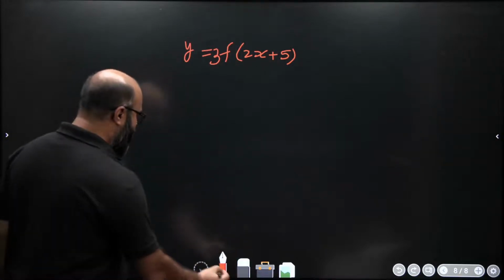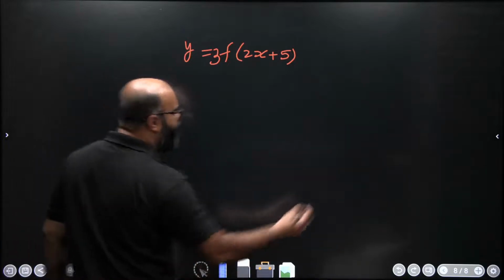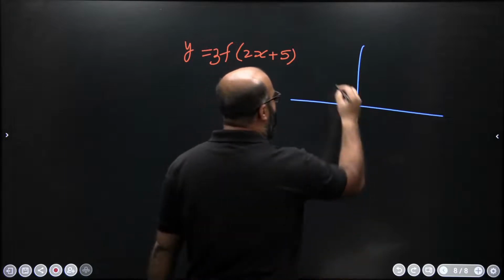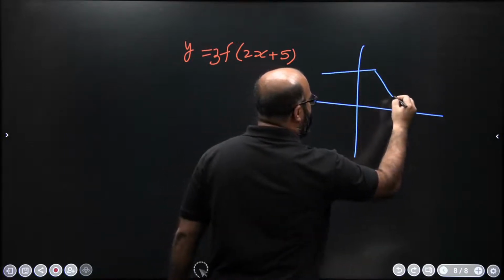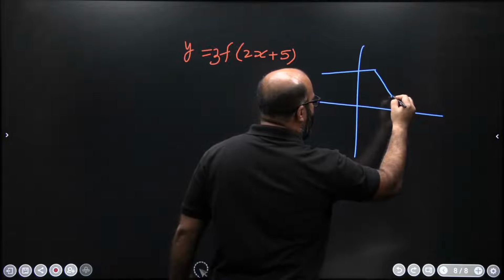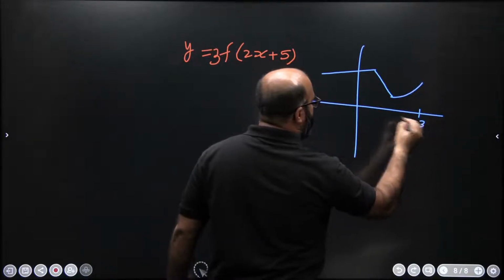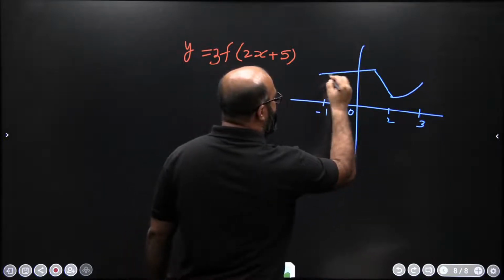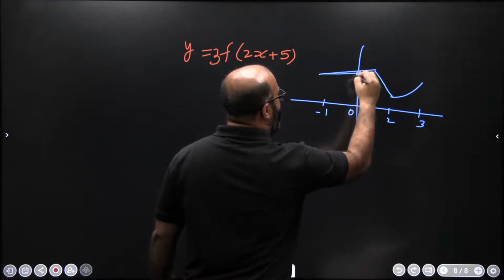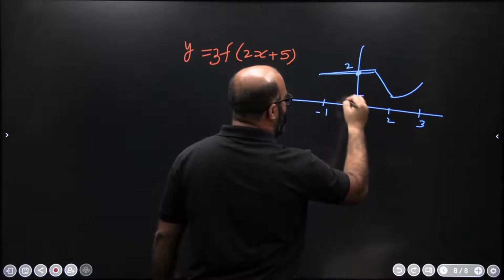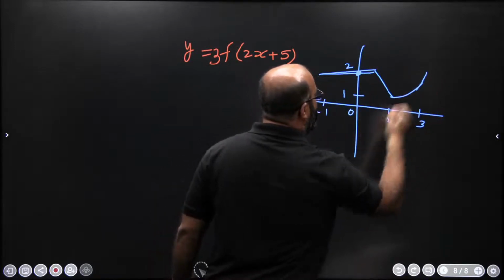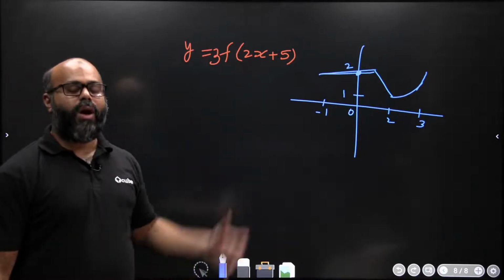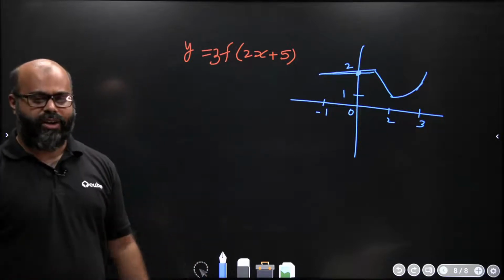In that situation, if you know the graph y equals f of x, suppose I am drawing a random graph, not a known graph. I am taking a graph like this, and like this. Suppose this is 3, this is 2, this is 0, this is minus 1, and this is a parallel line, suppose, and this point is 2, and this point is 1, and let us take this as 2 again. So this is the graph we have. In this graph, if I ask you to apply this transformation, how would you do that?